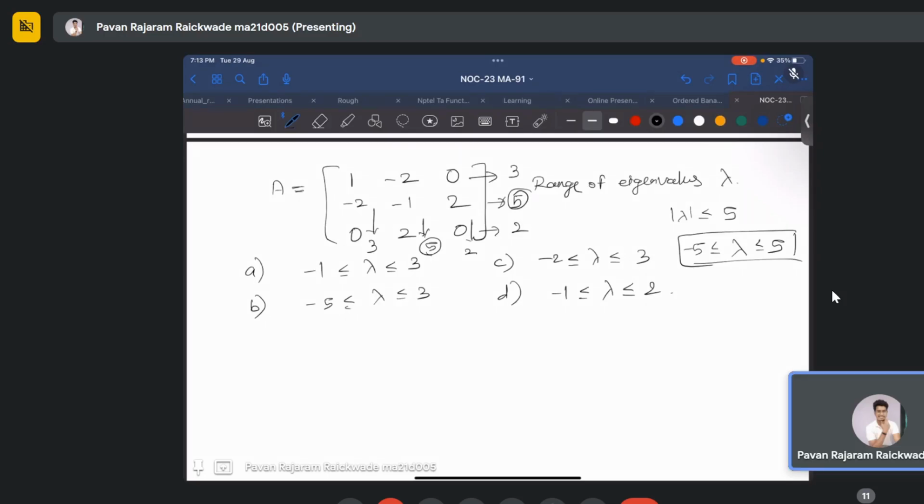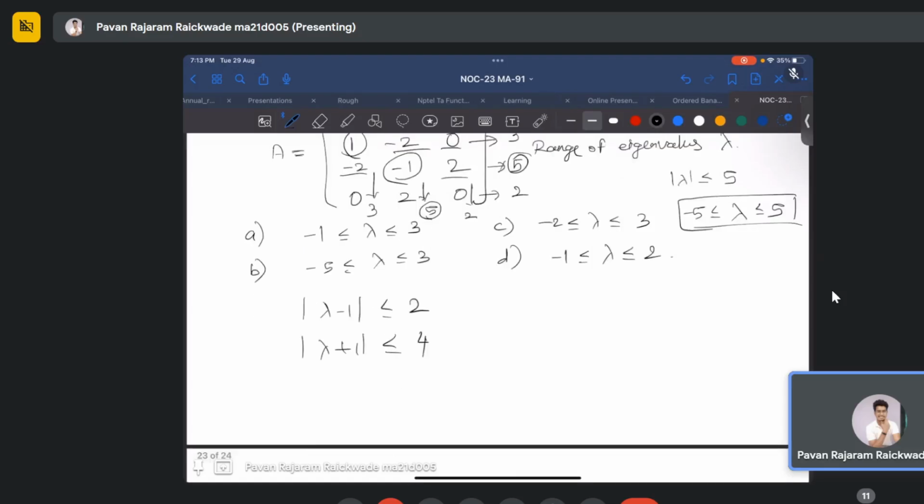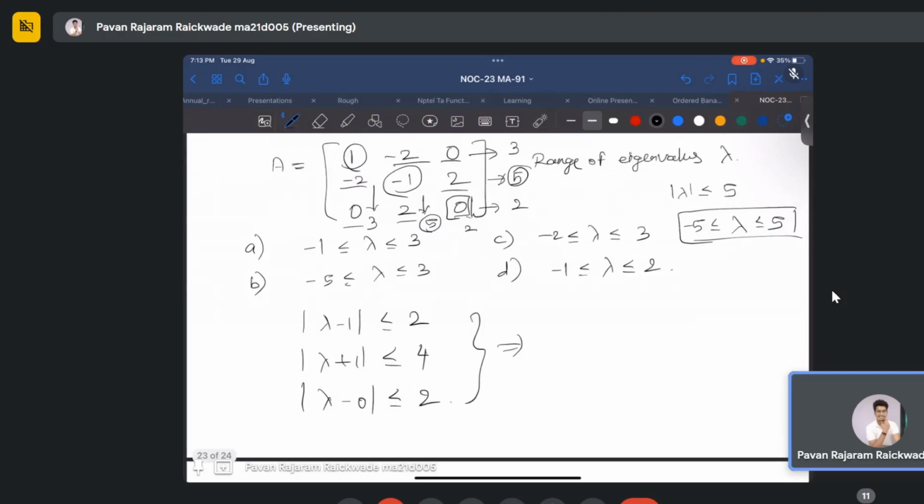What they did in the solutions is they take lambda minus diagonal entries. For example, in the first row, the diagonal entry is 1, right? Mod lambda minus 1 is less equal to the sum of the other elements. They took lambda minus 1 modulus, because 1 is the first diagonal entry, less equal to the sum of these two. Then lambda minus the second diagonal element, less equal to the sum of these two. Then lambda minus the third diagonal element, which is 0, less equal to the sum of the other two. This is how they did, and then they come up with the condition for this equation.